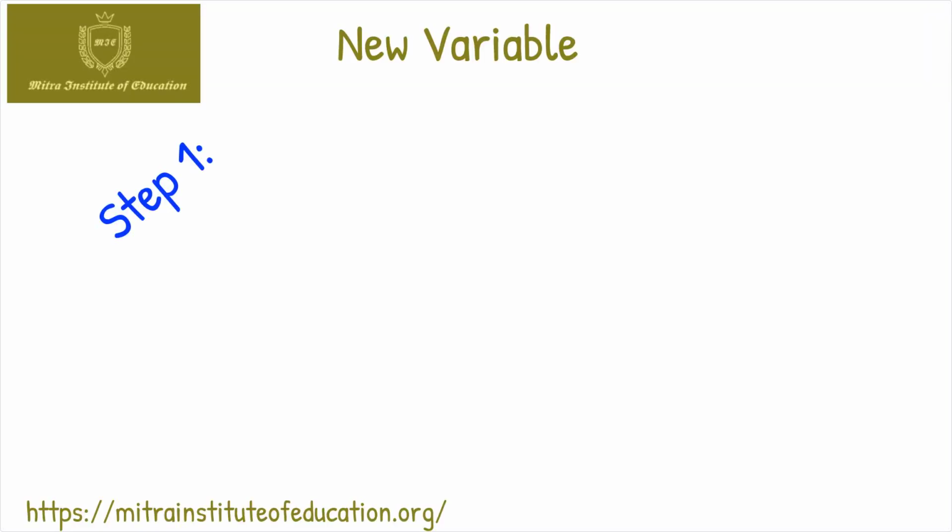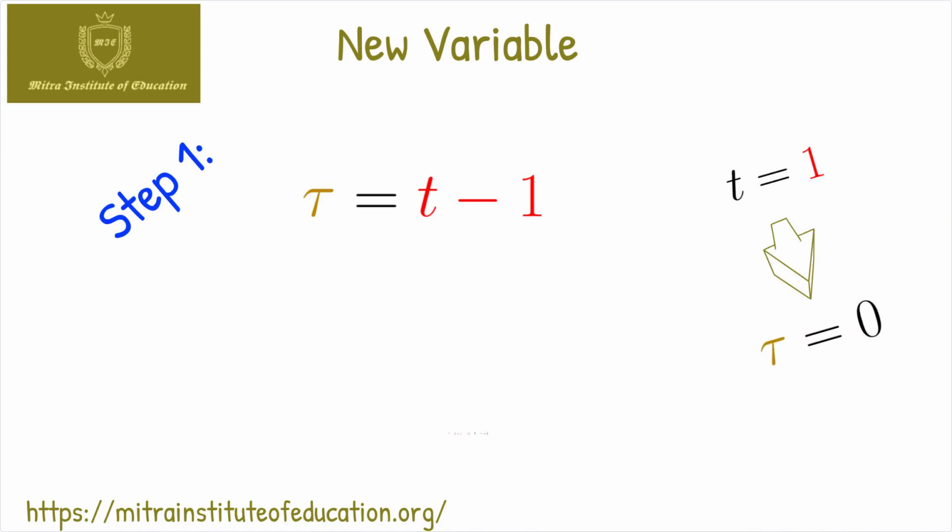Let's define tau equals t minus 1. This change of variables shifts the initial value from t equals 1 to tau equals 0, transforming the problem into an initial condition at 0. Let's see how this works in the next step.